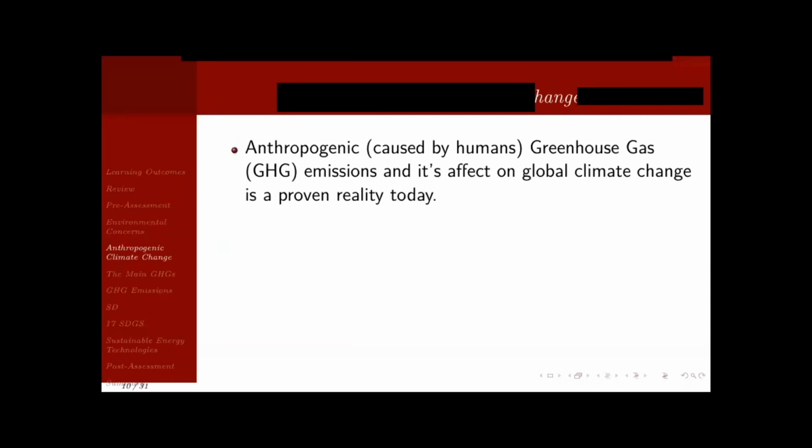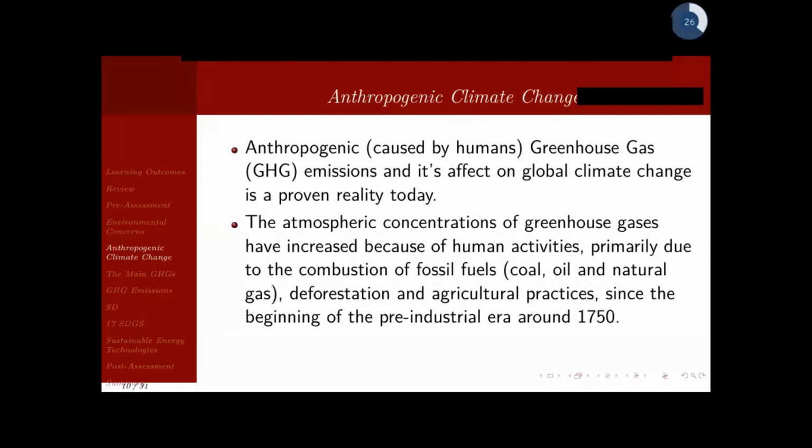And this anthropogenic climate change has become a big issue nowadays. It's a proven reality today. The atmospheric concentration of greenhouse gases has increased because of human activities, primarily due to the combustion of fossil fuels, deforestation and agricultural practices since the beginning of the pre-industrial era around 1750. Now, I said it's a proven reality. So what will be my evidence?